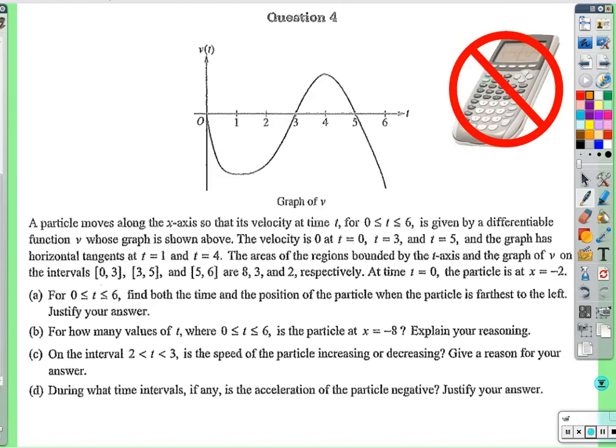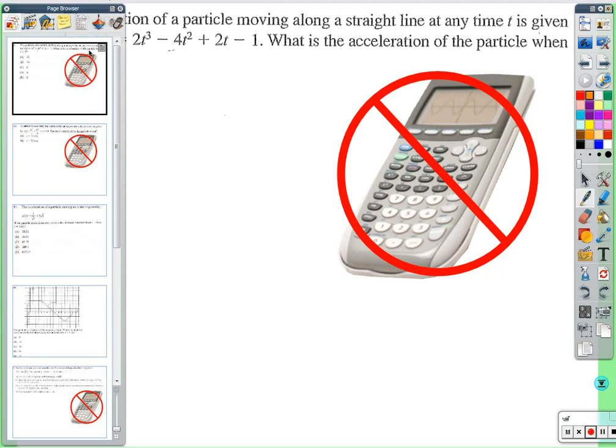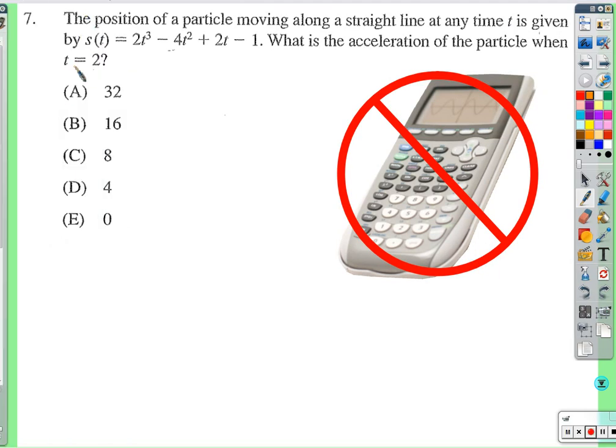Alright, so this is a really common kind of question that you'll see on the AP test. Particle motion. If you see no calculator, you have to figure out how to do it without your calculator. We'll do one like this, and then I'll give you time to work on them individually.